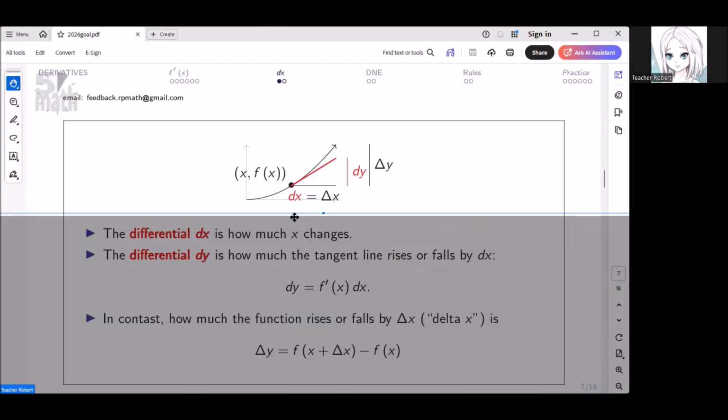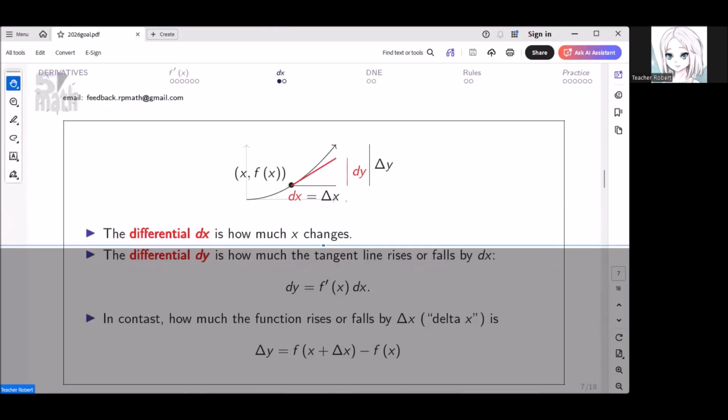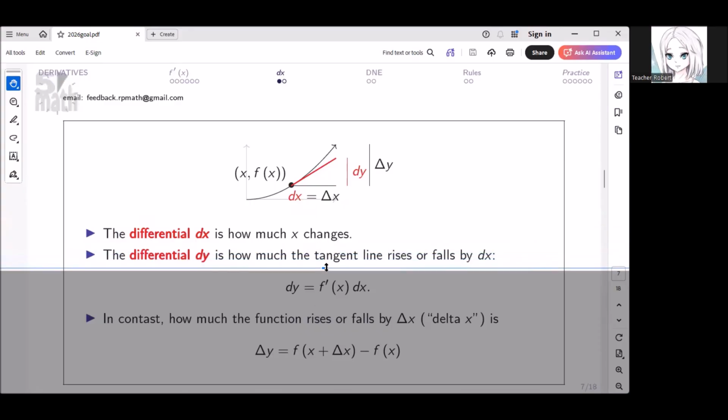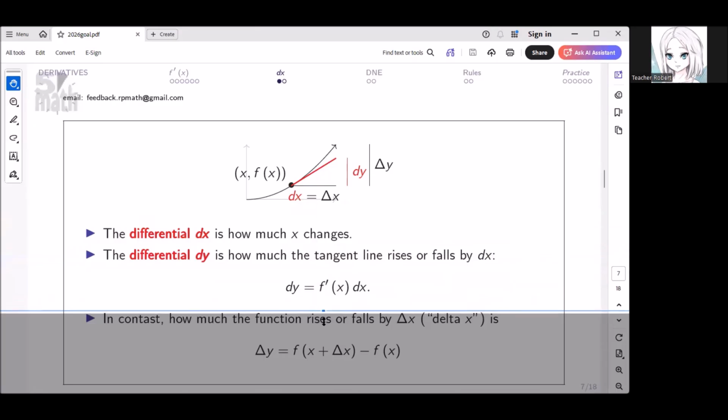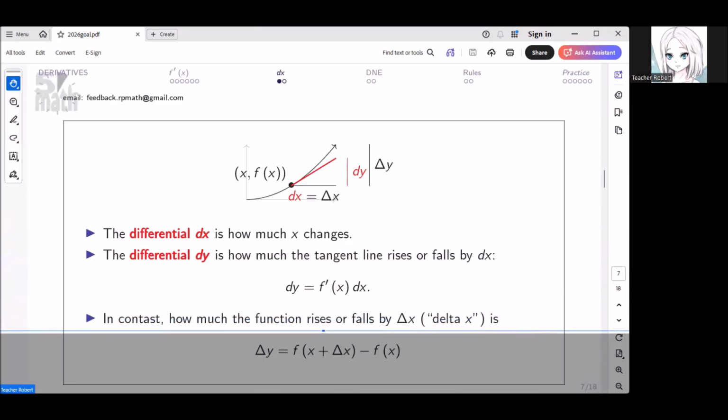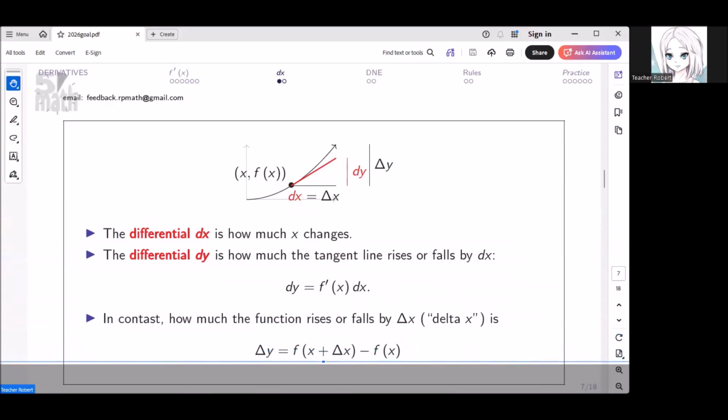Here is a picture. The differential dx is how much x changes. The differential dy is how much the tangent line rises or falls by dx: dy = f'(x) dx. In contrast, how much the function rises or falls by Δx is Δy = f(x + Δx) - f(x).